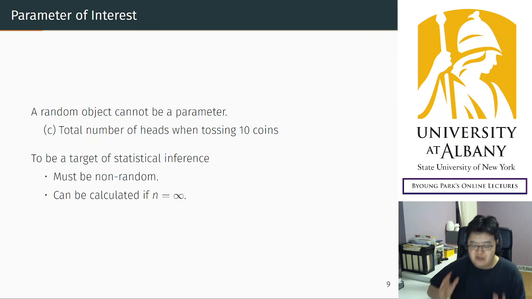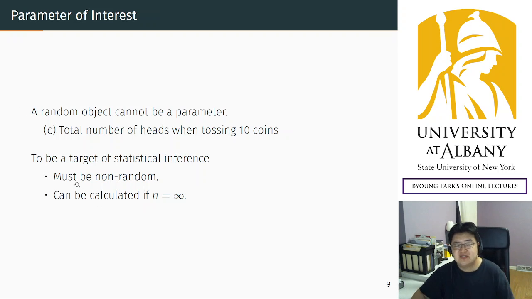So then what we learned is that for something to be a parameter, so that means for something to be the target of statistical inference, it must be non-random, right? And it should be calculated. You should be able to calculate it if you can repeat the experiment an infinite number of times, right? It's obvious, but it's confusing without this. This example will help you understand what I meant by the parameter.